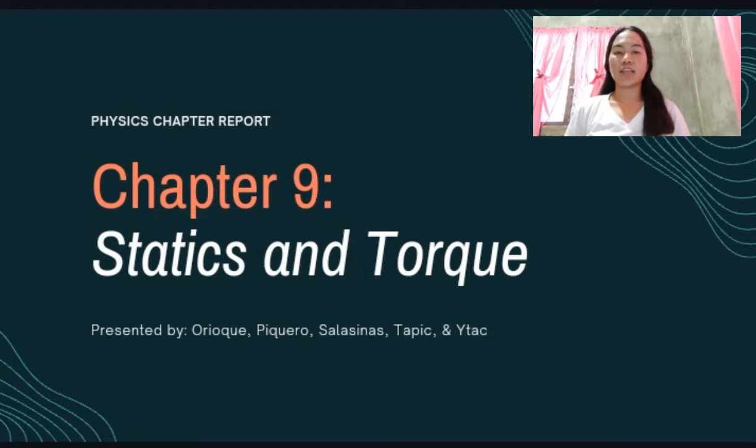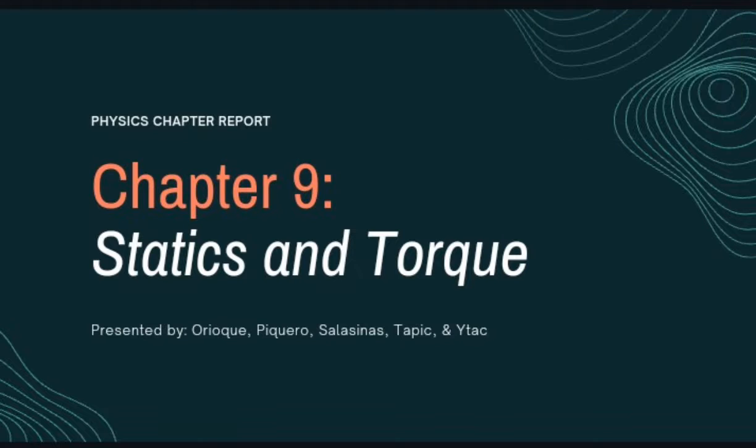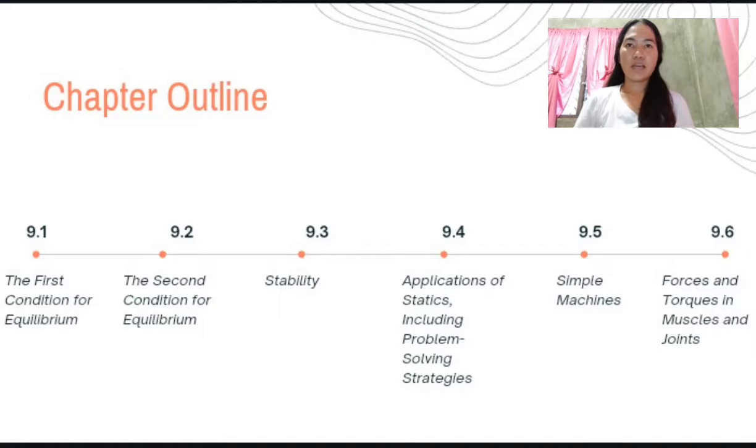We're tasked to discuss Chapter 9, which is statics and torque. This topic is composed of 6 chapter outlines. First, the first condition for equilibrium. Second, the second condition for equilibrium. Next, stability, applications of statics including problem-solving strategies, then simple machines, and the last one, forces and torques in muscles and joints.